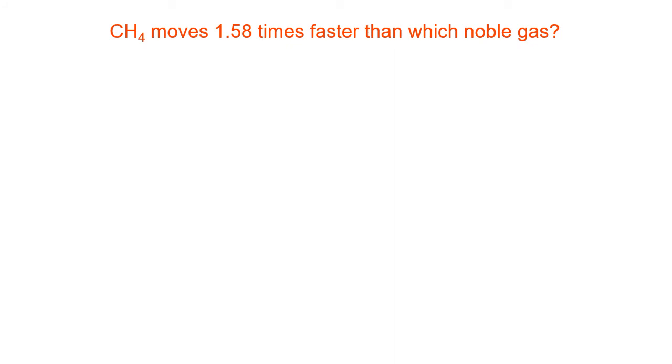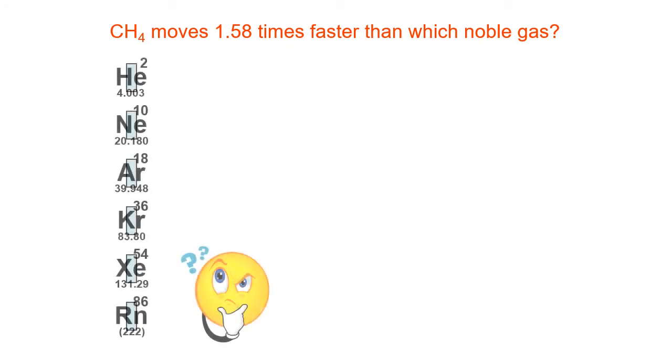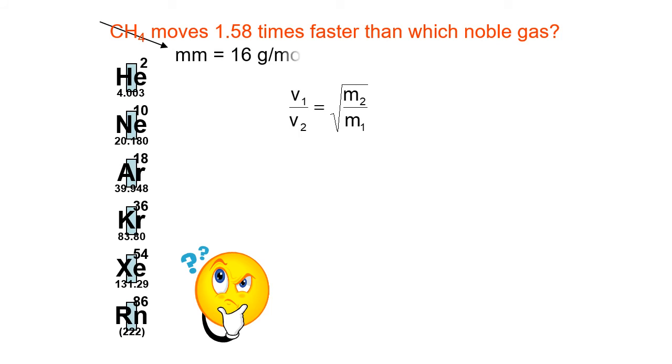All right, so a different way we can word it. We have CH4, methane, moves 1.58 times faster than which noble gas? Again, how do we begin to figure this out? Well, velocity 1 over velocity 2 equals the square root of mass 2 over mass 1. So how much does methane weigh? 16 grams per mole. If that moves faster, then it has to be something that's bigger. It can't be helium, that's smaller. It's going to be something bigger if 16 grams per mole moves faster.